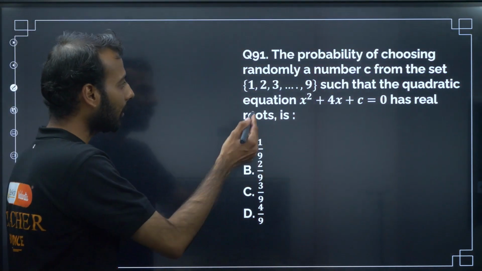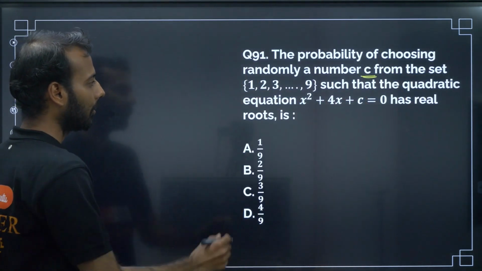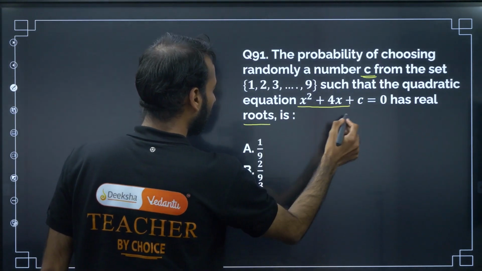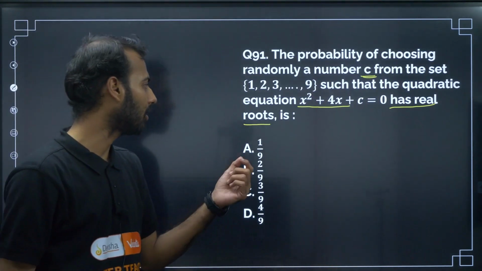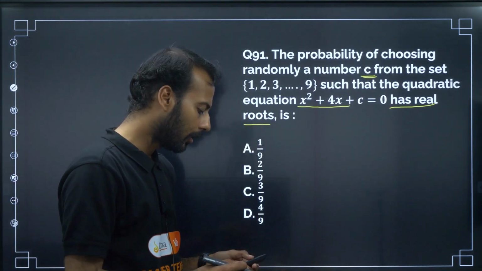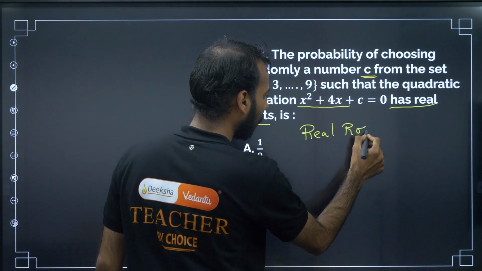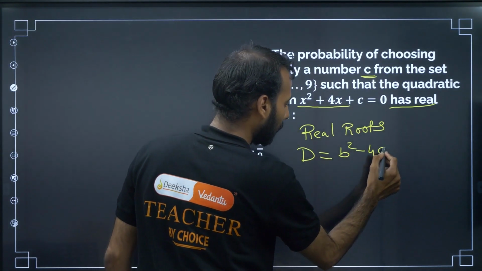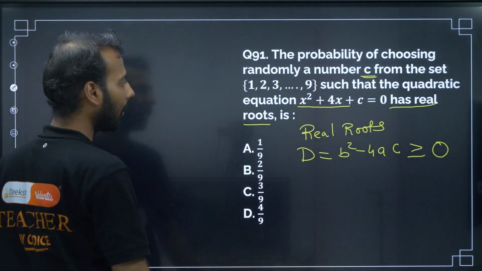The probability of choosing a random number C from the set 1, 2, 3 to 9 such that the quadratic equation has real roots. So quadratic equation we have studied in our 10th standard also, and in 11th standard also we have studied real roots. Whenever real roots comes, you should be able to recall that condition. For real roots, D is equal to b square minus 4ac, and the condition is b square minus 4ac is greater than or equal to 0.